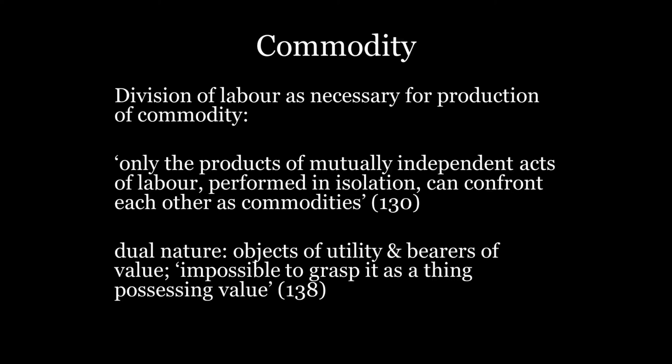So these commodities then have what Marx calls a dual nature. They're on the one hand objects of utility and bearers of value, but it is impossible to grasp it as a thing possessing value. So it's again this idea that exchange value is not something that you can see in a table made of wood, for example. It's only something that becomes apparent if this table can be exchanged for something else, usually money.